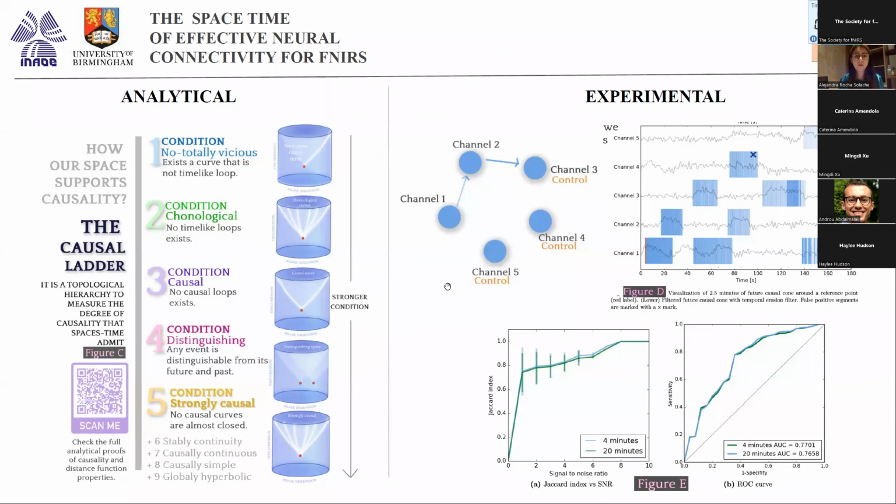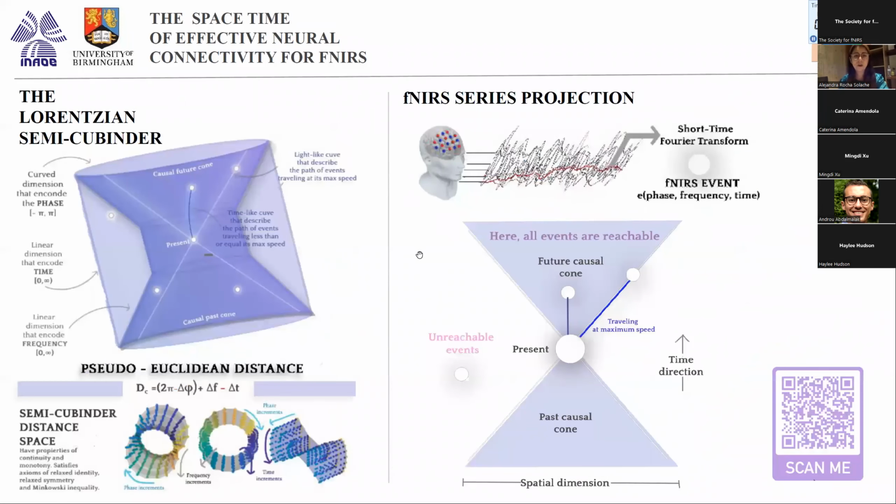In previous work, we have proposed four-dimensional space-times that have the shape of a Lorentzian hypercubinder, or cubinder. The dimensions of this space encode the phase, frequency, and time. And then the fNIRS series are projected as events or points of this space via short-time Fourier transform. We equip this space with a distance function that allows us to identify if two events are reachable in time, which will imply a candidate causal relationship, and also allows us to discard those events in which the spatial separation makes it impossible for these events to interact.